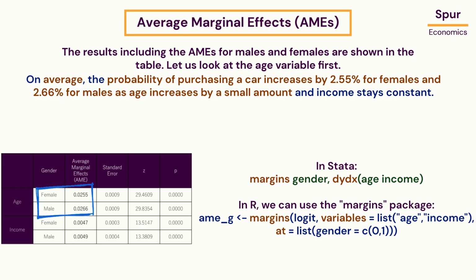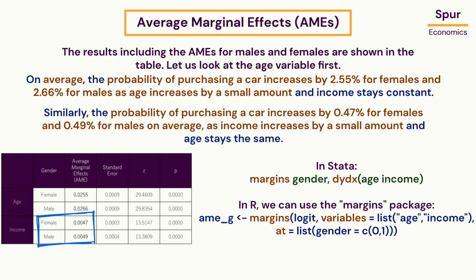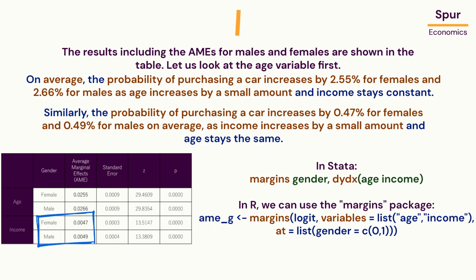Let us look at the age variable first. On average, the probability of purchasing a car increases by 2.55% for females and 2.66% for males as age increases by small amount and income stays constant. Similarly, the probability of purchasing a car increases by 0.47% for females and 0.49% for males on average, as income increases by small amount and age stays the same.